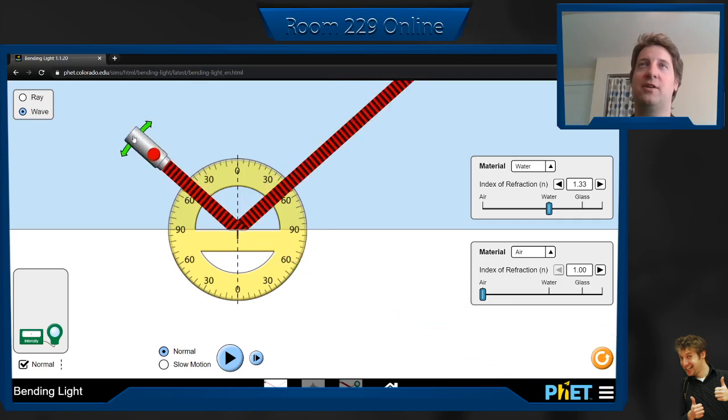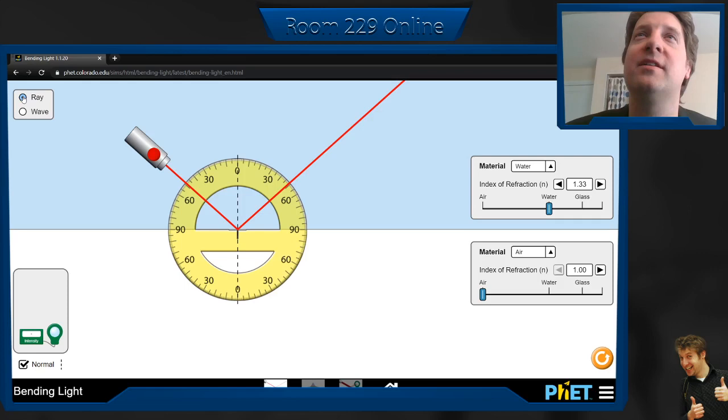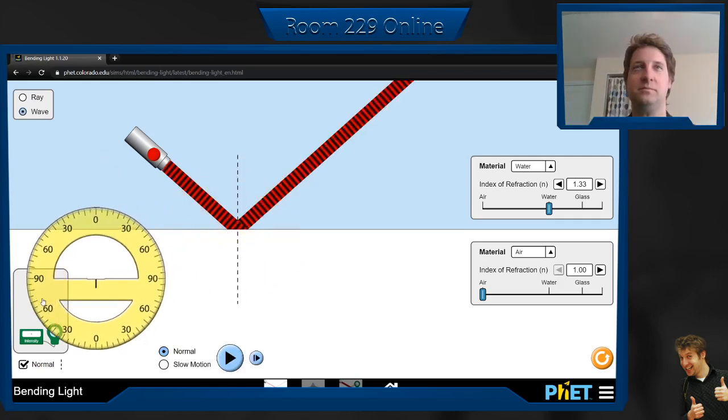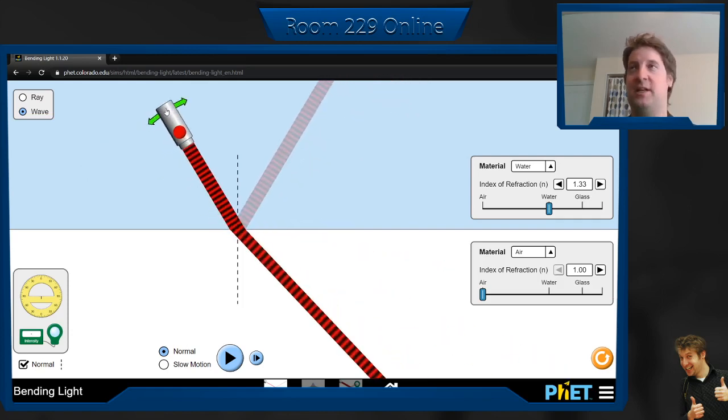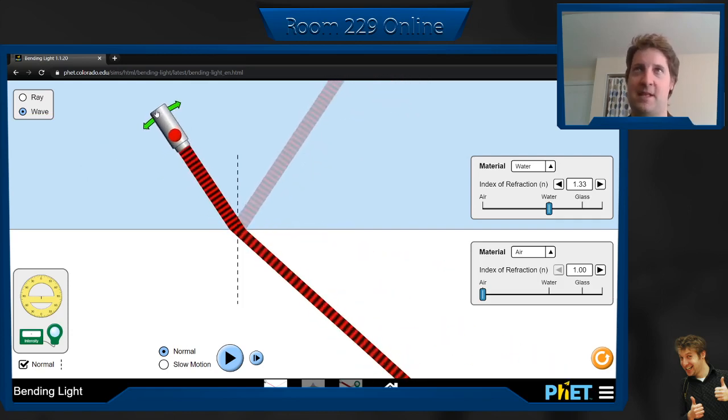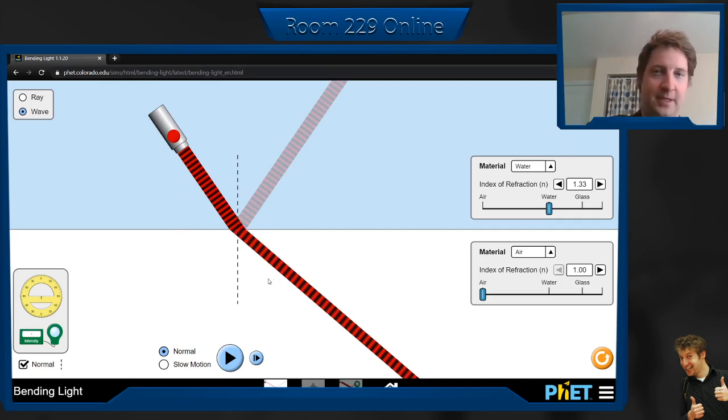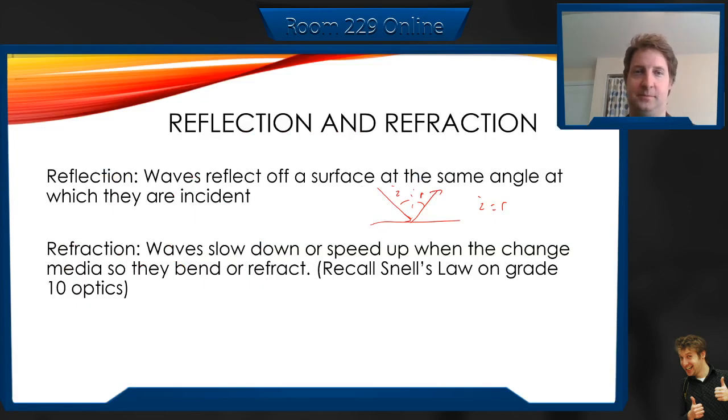So this is my critical angle. I can switch over to ray to see it better. It's about 50 degrees. Okay. You can calculate that using Snell's law if you want. Okay. So there's two things. Light bends when it changes medium because it has to slow down, and when it reflects off of a surface, it has to reflect at the same angle in which it's incident. Okay. Let's head back.